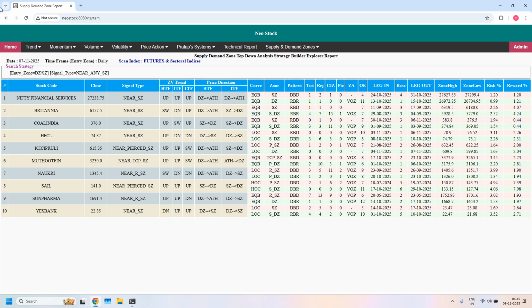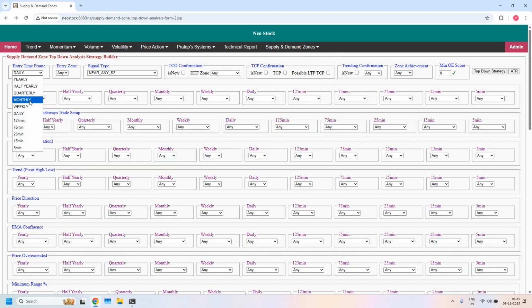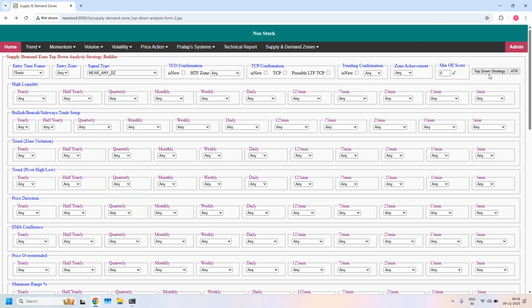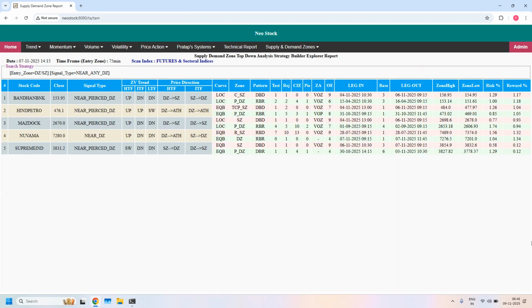So this is the daily time frame. Next time frame is 75 minutes. Stocks near the 75 minutes demand zone, we got 5 stocks. So let us identify high liquidity zones from this list. We don't have any 75 minutes high liquidity demand zones from this list.